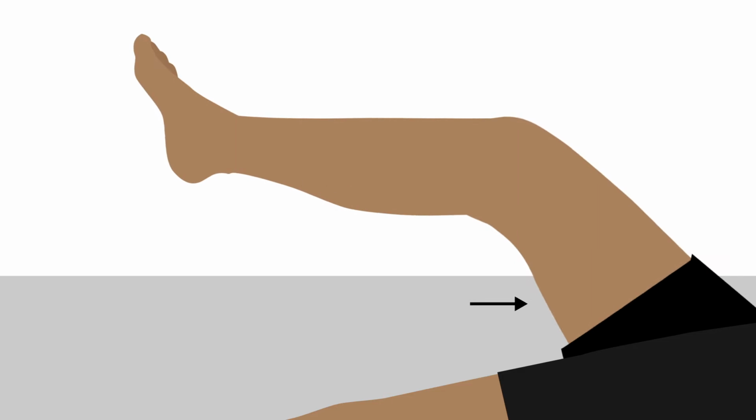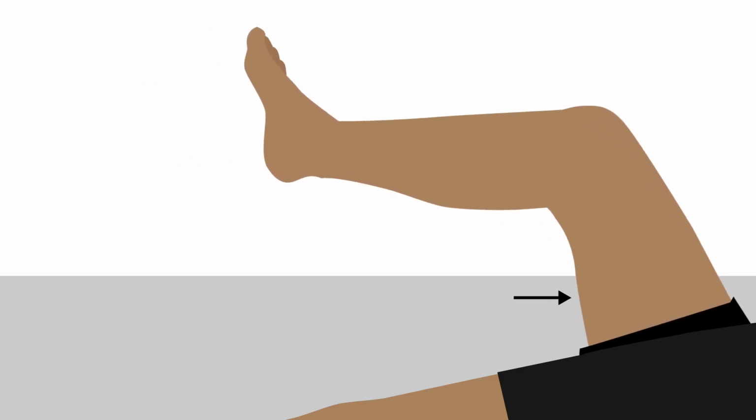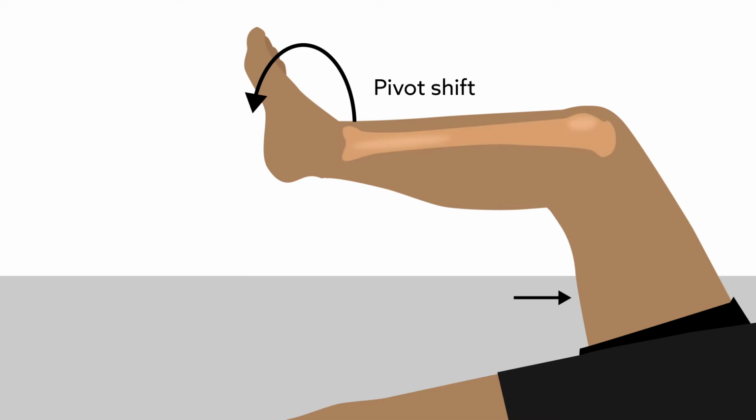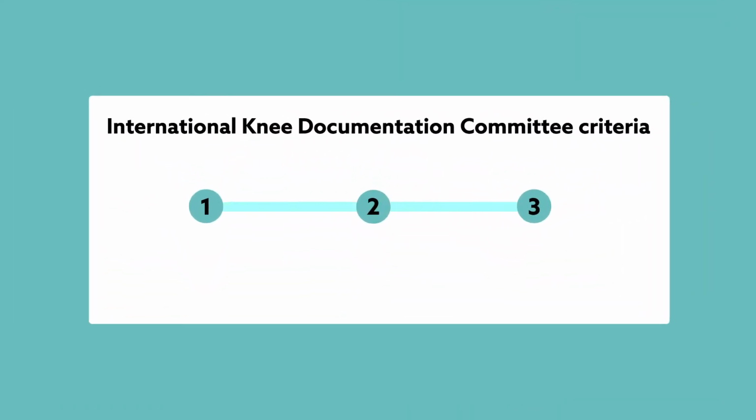The pivot shift test is the most specific physical exam for diagnosing ACL injuries. The examiner applies inward pressure on the lateral thigh with one hand, while internally rotating the lower leg as the knee is flexed from a fully extended position. The presence of a pivot shift is indicated by an abrupt forward shift of the tibia back to its normal anatomical position. This shift is graded between 1 and 3 according to International Knee Documentation Committee criteria, with 1 and 2 considered low grade and 3 considered high grade.